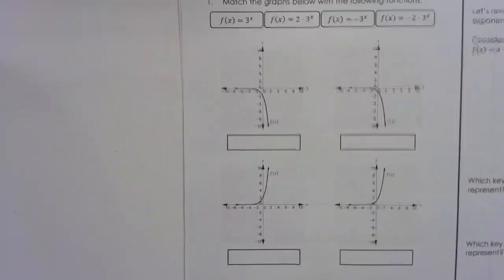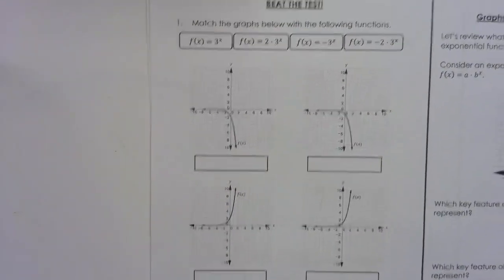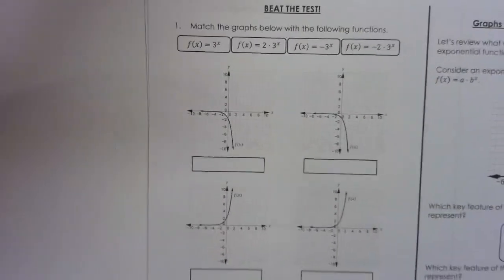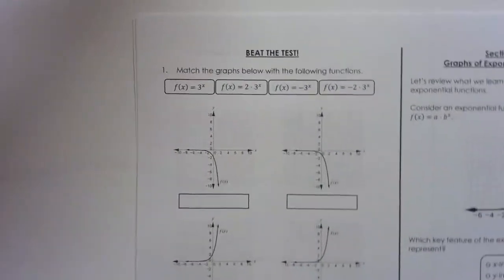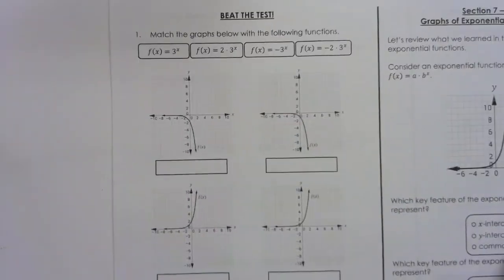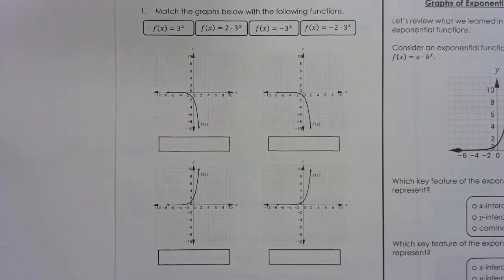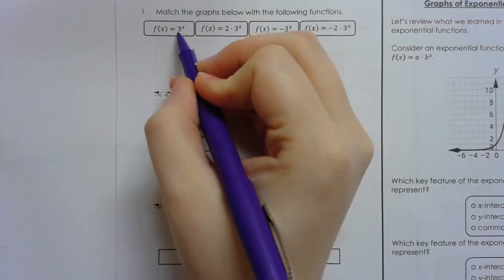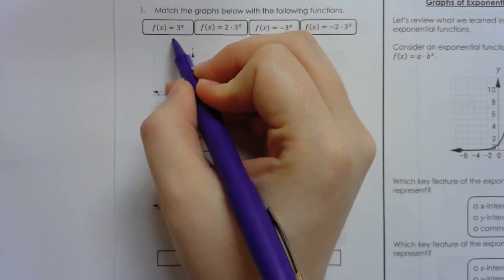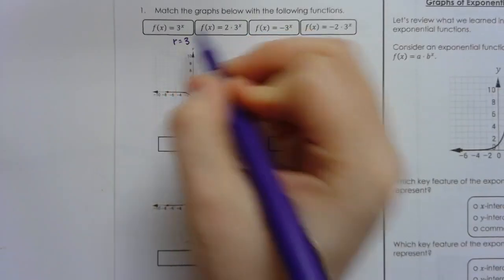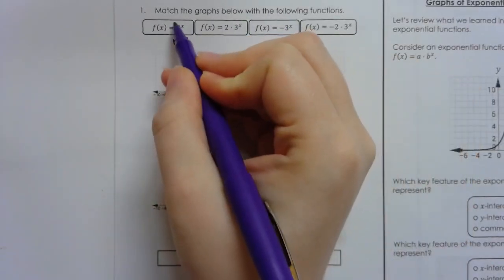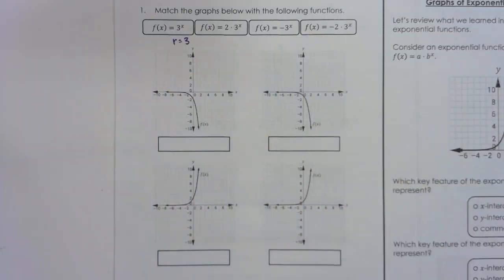All right, we're ready for Beat the Test. So let's look at this part. We're going to match the graphs with the functions here. Remember, we have a shortcut for this. We can identify the y-intercept and the common ratio from these equations. So I know that this one has a common ratio of 3, but I'm not sure what that y-intercept is. Any ideas?